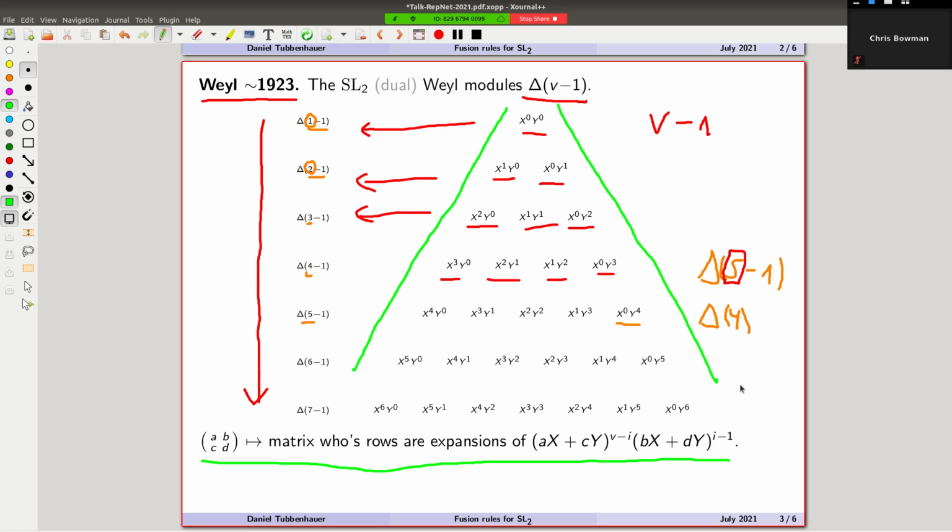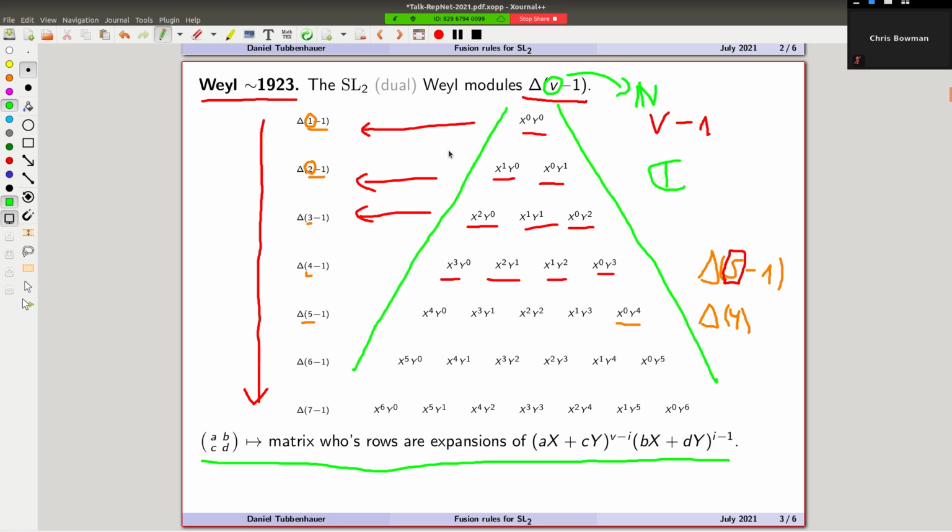So Hermann Weyl wrote that down about 100 years ago, and what you can prove is that these are the simple modules of SL2, as long as you work over something like C or any other algebraically closed field of characteristic 0. These are your simple objects of your category. So they form a completely non-redundant list of simple modules, indexed by natural numbers. Namely, my v here is my indexing set. So this is just some natural number.